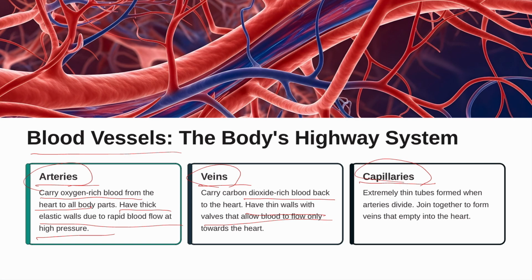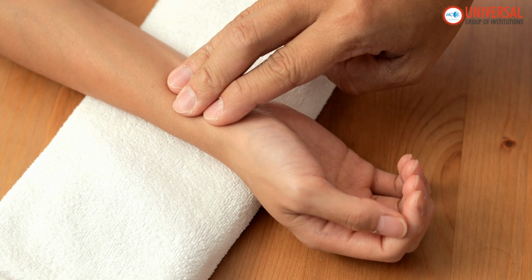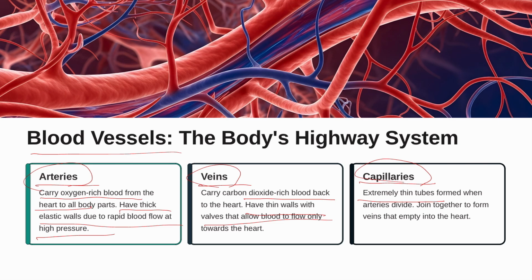And third, we will talk about the capillaries. These capillaries are extremely thin and they connect arteries and veins. It is a site of exchange of gases, nutrients and waste. If you feel your wrist, the throbbing you sense over there is called the pulse. It is the expansion of arteries when the blood is pumped.